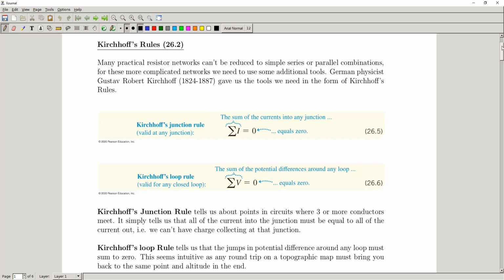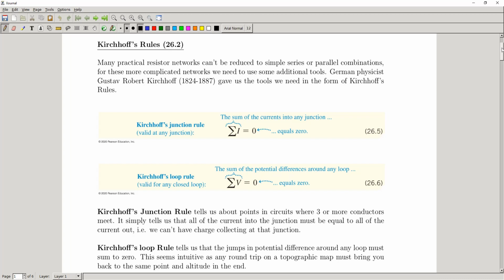Okay, so his rules can basically be broken down into two main rules. There's Kirchhoff's junction rule and Kirchhoff's loop rule. The junction rule tells us that the sum of any currents into any junction has to add up to be zero. That's the first rule, and we're going to talk about it more in a second. The second rule, his loop rule, which is valid for any closed loop, is that the sum of the potential differences around any loop has to also equal zero.